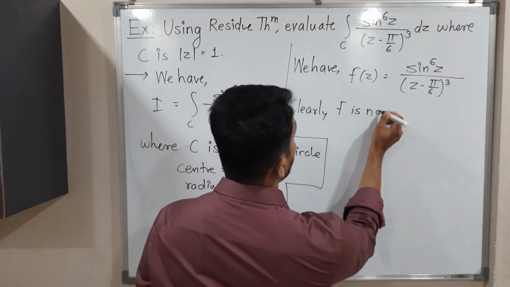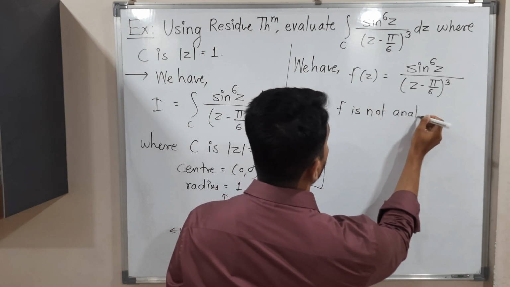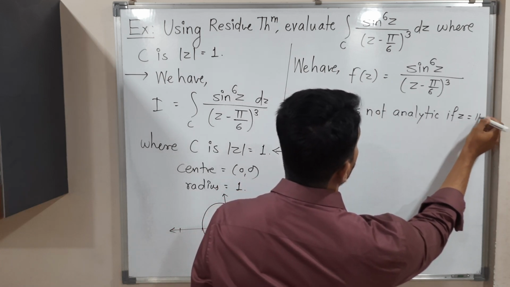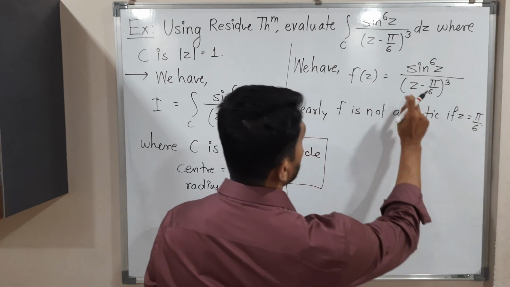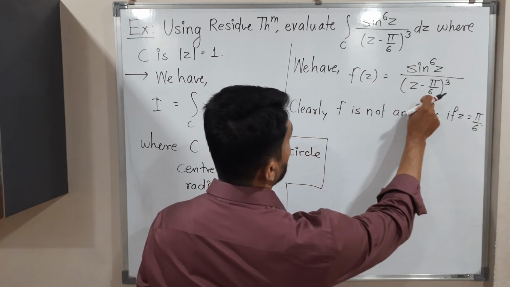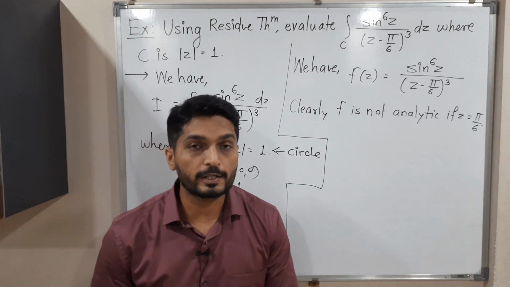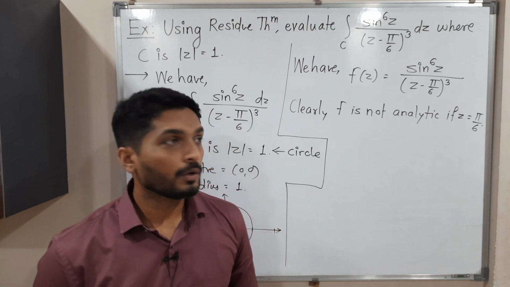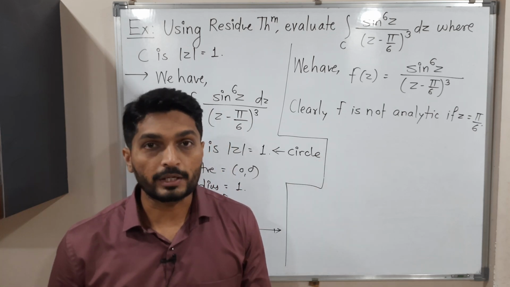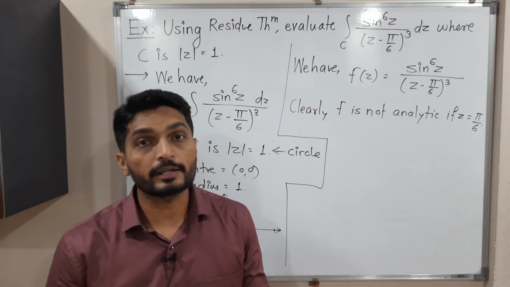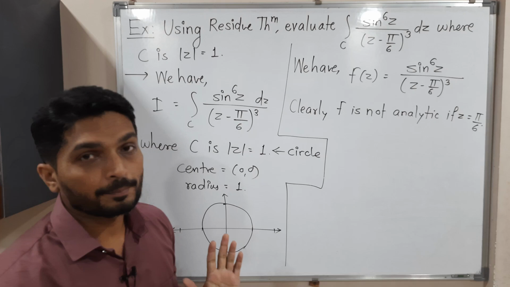F is not analytic if z is equal to pi by 6. Since if I put z is equal to pi by 6, pi by 6 minus pi by 6 is 0, we get 0 in the denominator. So that's why the function is not analytic. We also call it a singular point. Now the next task is to check whether that point lies inside or outside the circle C.